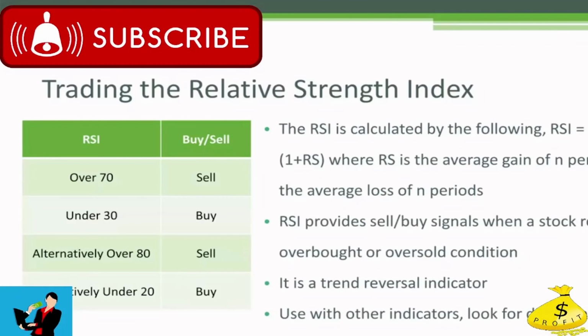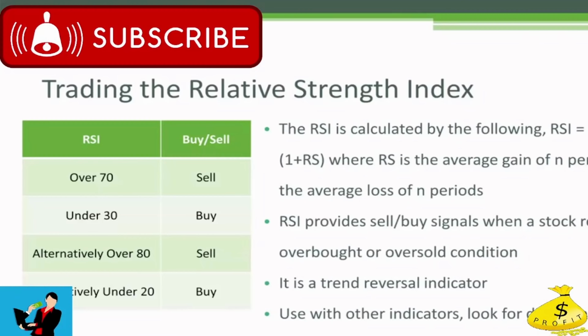Some traders like to use 80 and 20 as opposed to the 70 and 30 level with RSI. So if you're a more conservative trader, you're going to look to sell a stock or, again, tighten your stops when RSI reaches the 80 level, and you're going to look to buy the stock when RSI dives under 20.